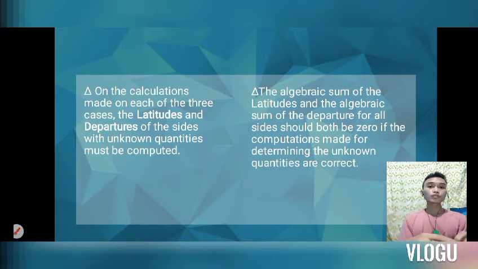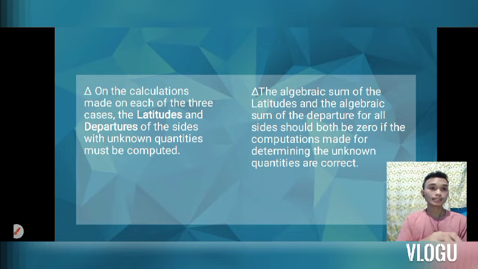Okay. In the calculations made on each of the three cases, the latitudes and departures of the sides with unknown quantities must be computed. So, what is the meaning of latitudes? It is the bearings. We say this because it measures degrees: degrees, minutes, and sometimes seconds. It is converted. So, how do we convert? That is something we will handle using our calculus.